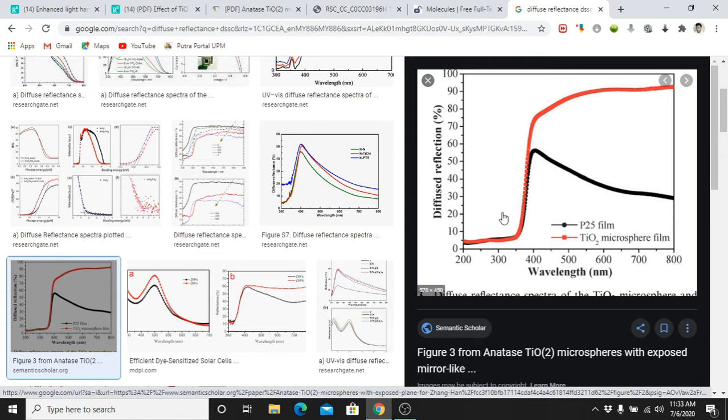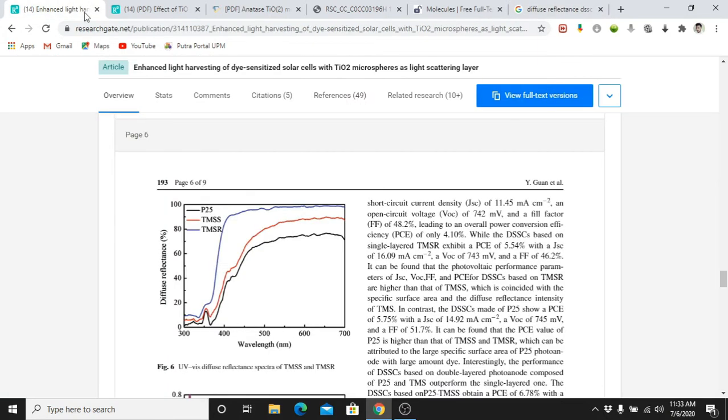So the diffuse reflectance study is a study measured in order to study the light scattering capability of each photoanode. We want to know which material can reflect more light compared to the other material. So let's go into the detail. Let's see the first example.